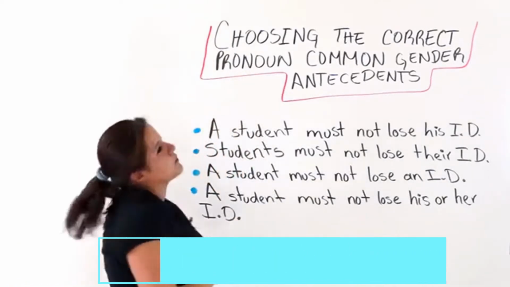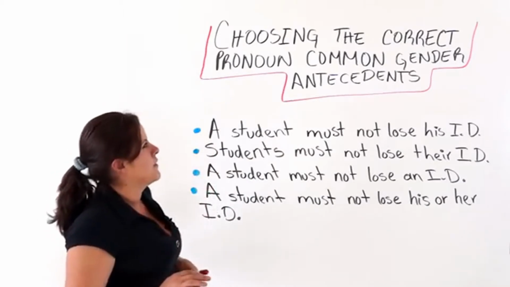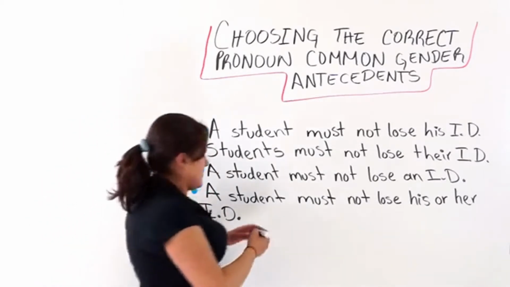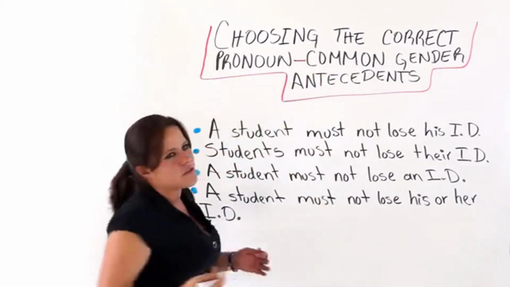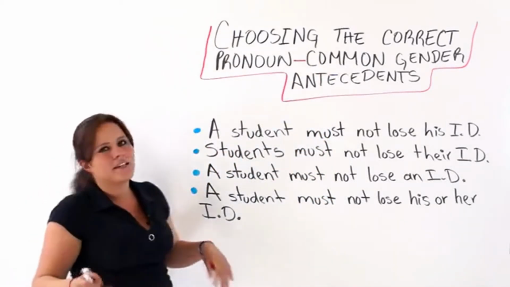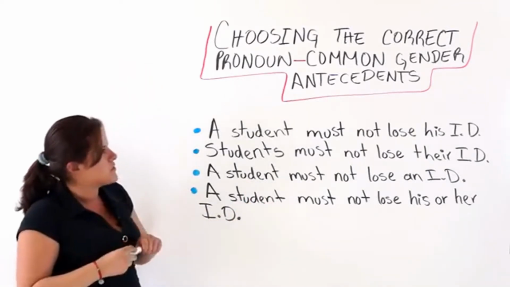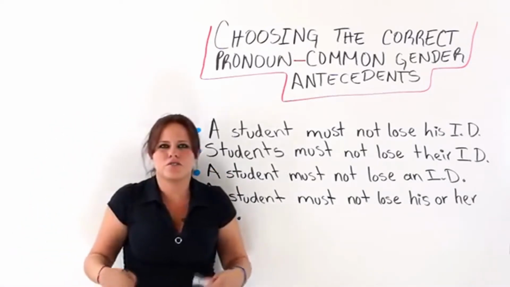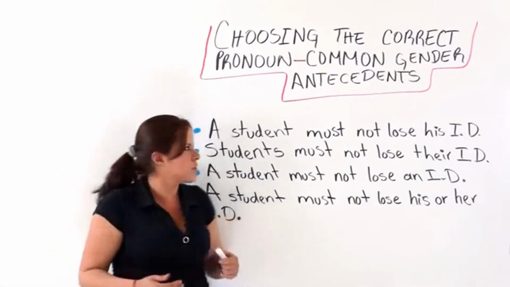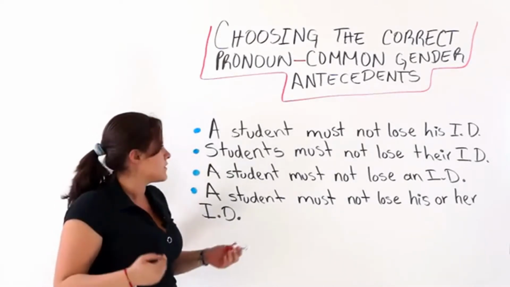In today's lesson I will be talking to you about choosing the correct pronoun, common gender antecedents. How to choose a correct pronoun when you encounter a common gender antecedent. For example, a common gender antecedent would be student. It is a gender neutral word, student. You do not know if it is a woman or if it is a man.